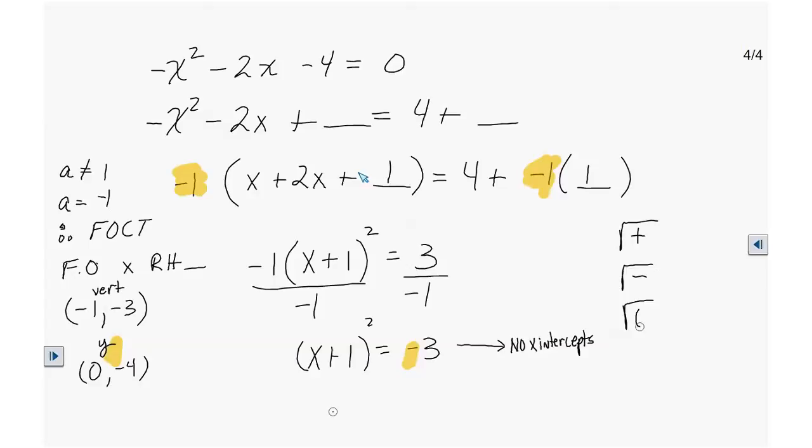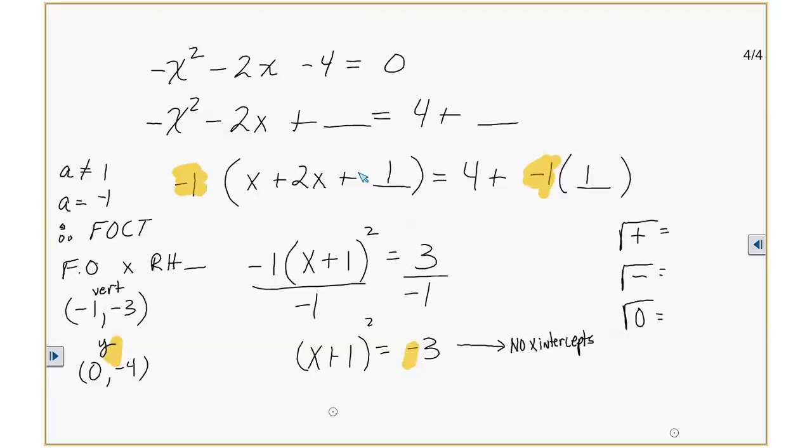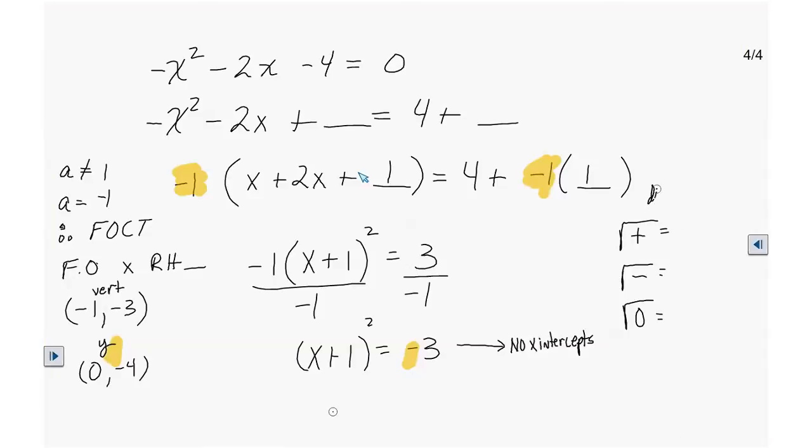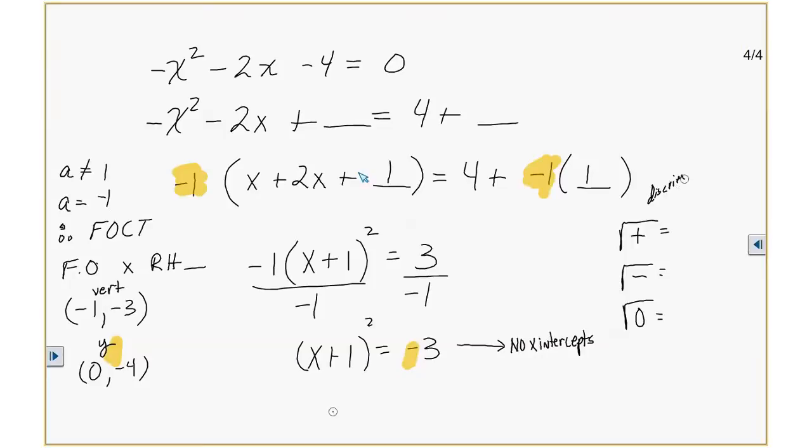Because under the radical, it can be positive, it can be negative, and it can be 0. That's called the discriminant. Write that down, the discriminant. I don't know how to spell it, but I always want to put an N in discriminant. All right, the discriminant is what's under the radical.